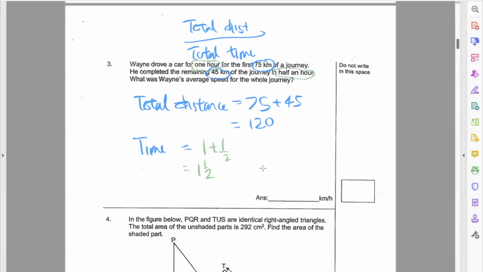So based on the formula to find average speed, total distance over total time, it will be 120, which is the total distance, divided by 1.5, the total time. Use your calculator, you will get 80. So the answer is 80 kilometers per hour. Let's continue with question number 4.